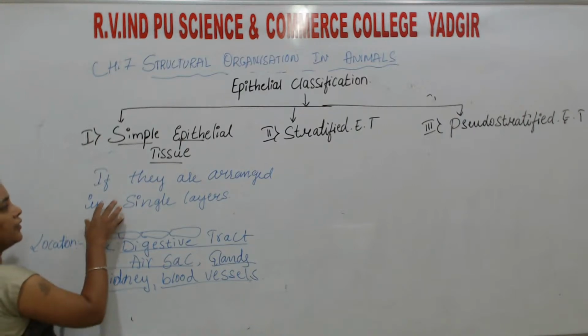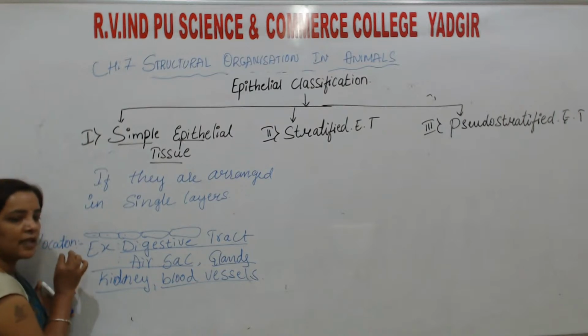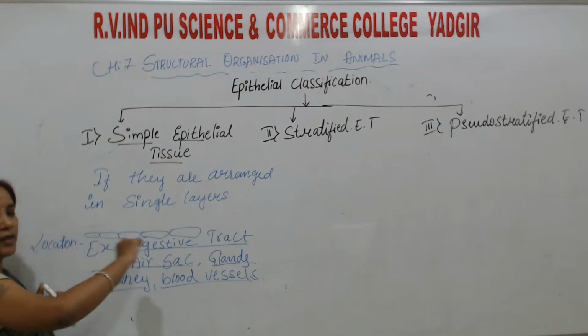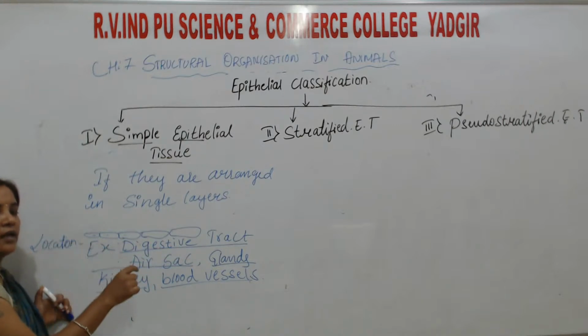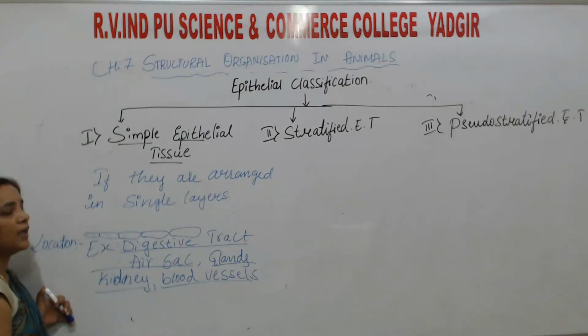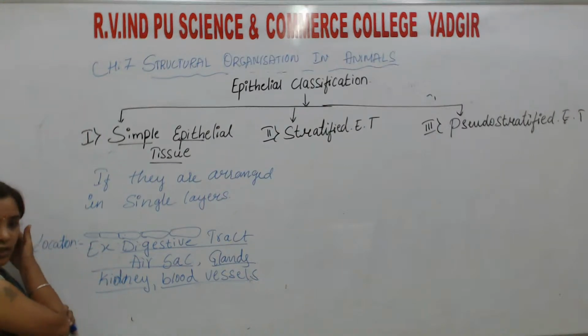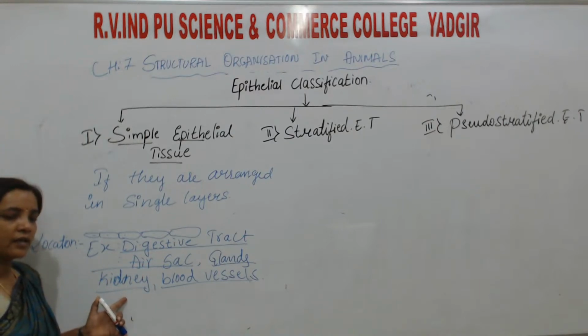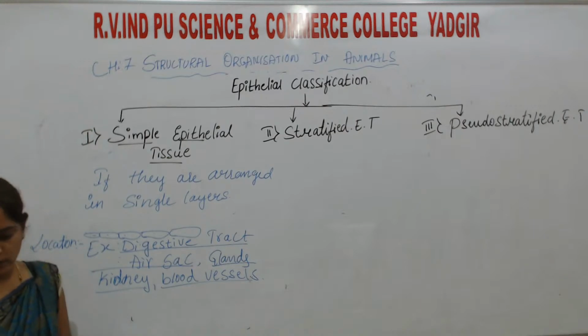Why are they called simple epithelial? If they are having a single layer. If they are arranged in a single layer, they are considered to be simple epithelial tissues. The locations, if you see: digestive tract, lungs, and different simple glands, kidney, blood vessels.